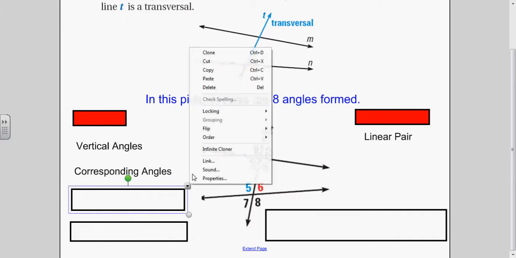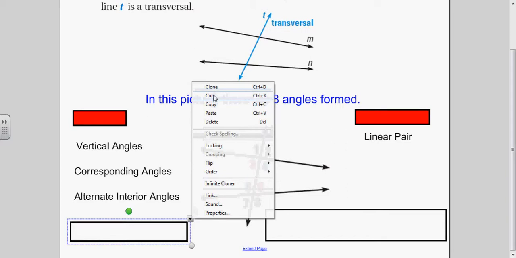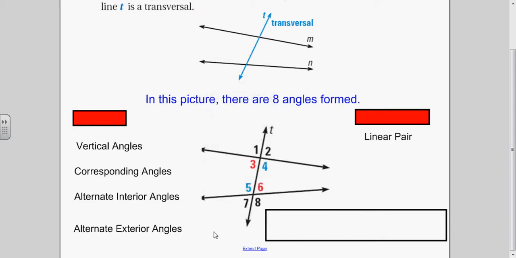We also have angles that are called alternate interior angles. That would be like 4 and 5 or 3 and 6. Notice that they're on opposite sides of that transversal, and they're on the inside of their lines. Alternate exterior angles, same idea. They're alternate because they're on opposite sides of the transversal.